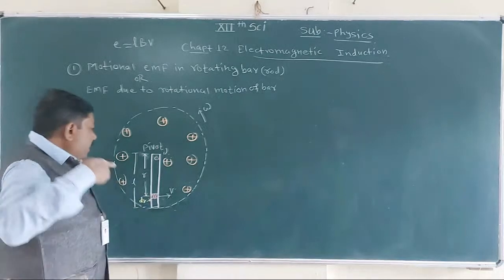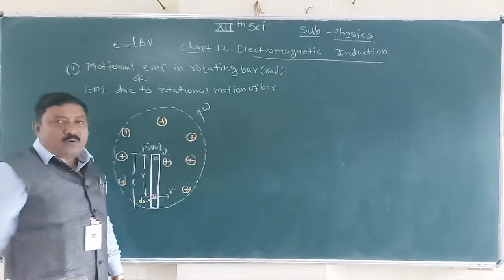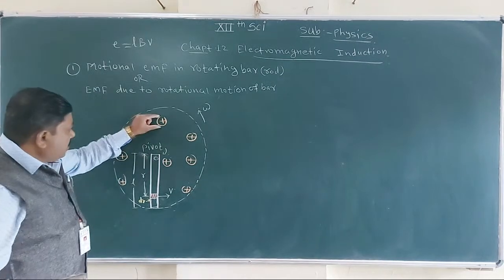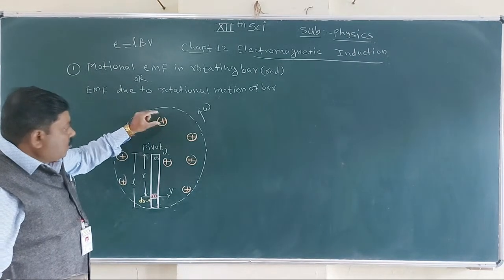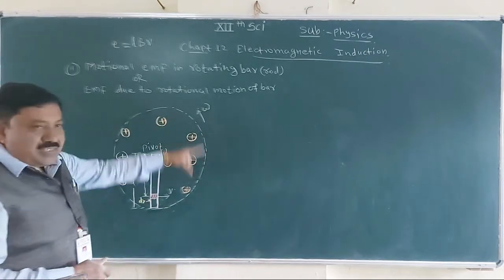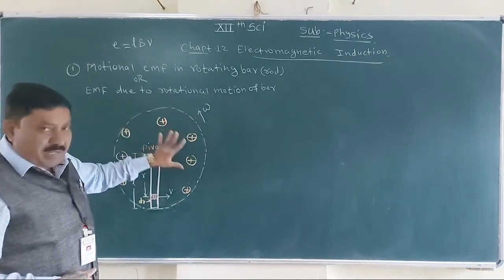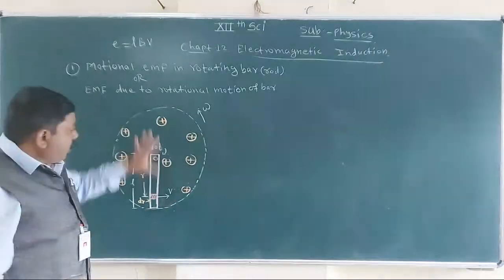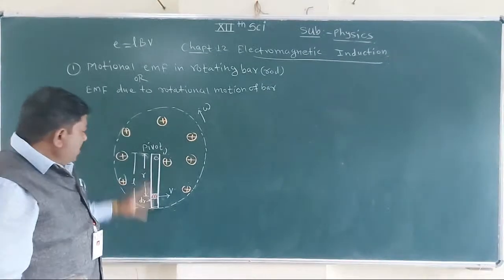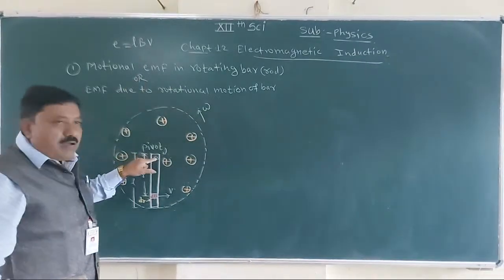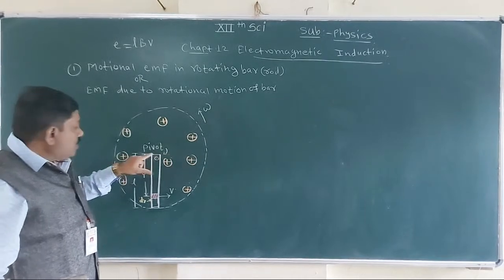This B bar is perpendicular to the plane of the board. This is the magnetic field, which is uniform, meaning that if you measure it anywhere it remains the same. That magnetic field is called a uniform magnetic field of induction. In the uniform magnetic field, this bar is rotating about one end, which is pivoted, that is fixed.